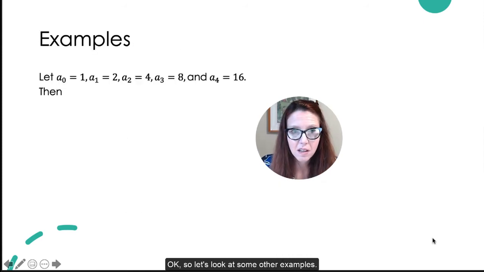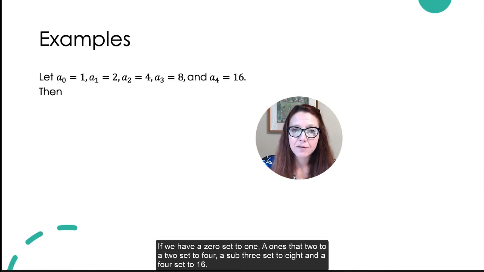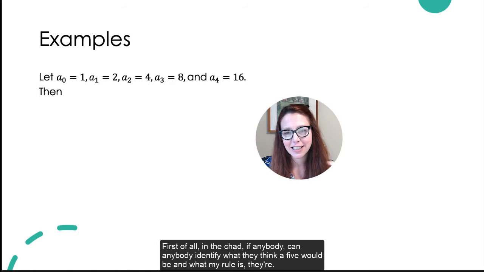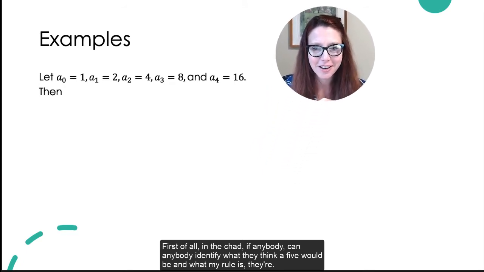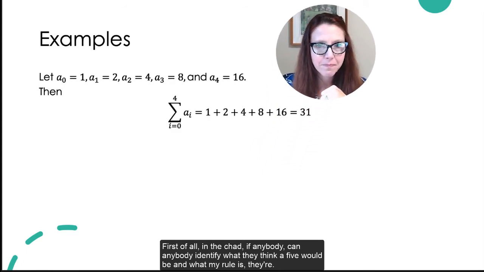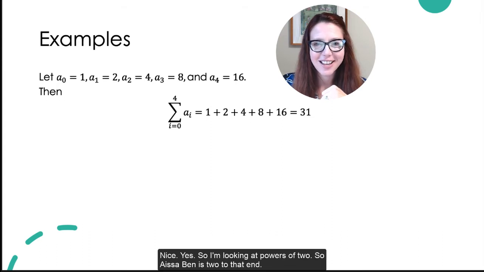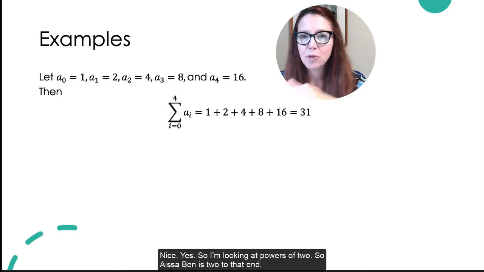Okay, so let's look at some other examples. If we have a sub 0 set to 1, a sub 1 set to 2, a sub 2 set to 4, a sub 3 set to 8, and a sub 4 set to 16. First of all, in the chat, if anybody can identify what they think a sub 5 would be and what my rule is there? Nice. Yes. So I'm looking at powers of 2. So a sub n is 2 to the nth power.